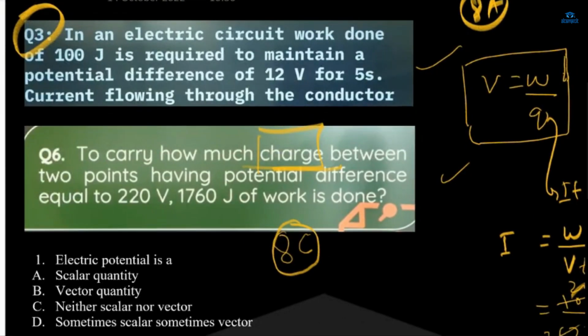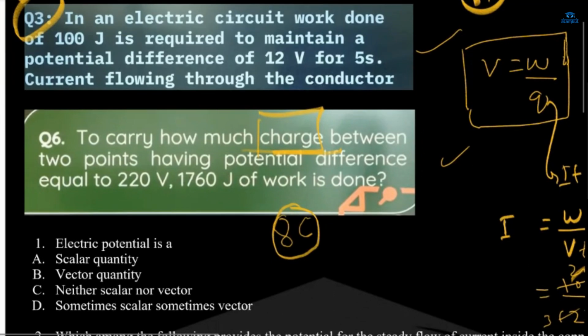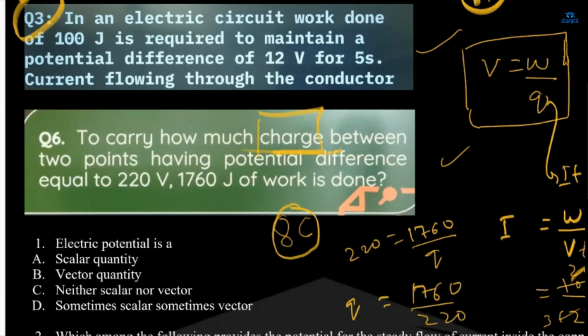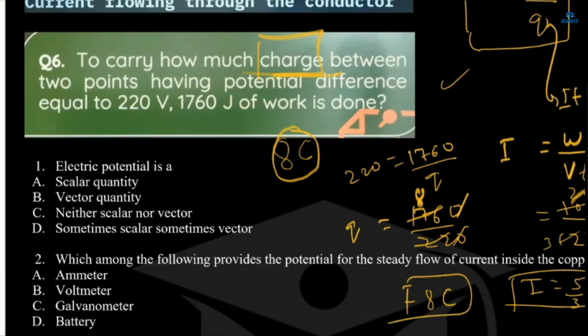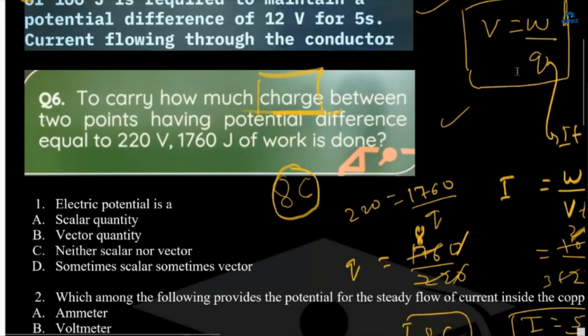Rudra, solve question number 3, and Sophia, solve question number 6. And you got 8 for this now. Let me see. V is equal to W by Q. So 220 is equal to 176 by Q. Q is equal to 1760 by 220. The 0 got cancelled, and then 8. Yes, correct. 8 coulomb. Sophia, you got 8 coulomb?